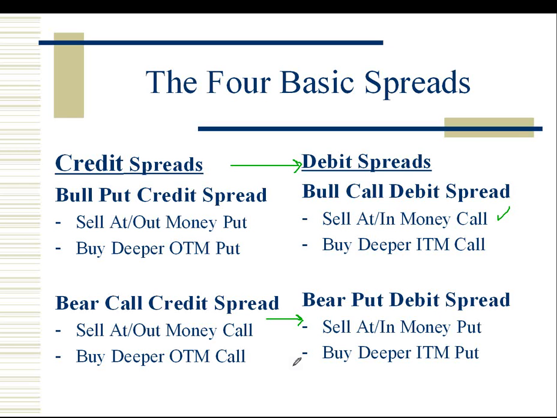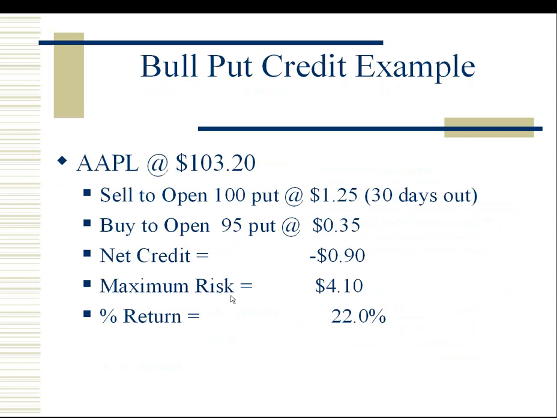We'll receive the difference in strike prices to get the maximum return. And that usually only happens, though, if we allow our broker to do it. Let's take a quick look. These are trades from this morning, but let's take a look at just an example of a bull put credit spread. Apple this morning was trading at around 103.20.